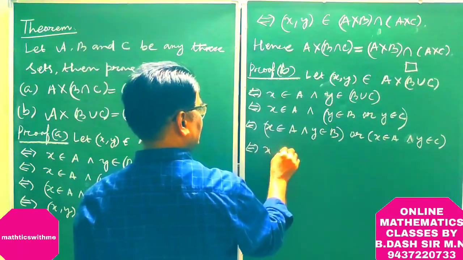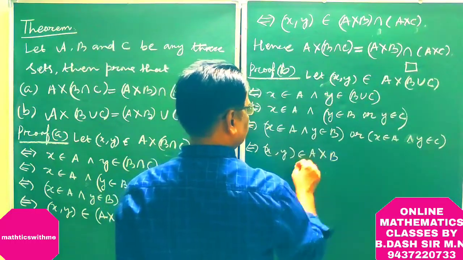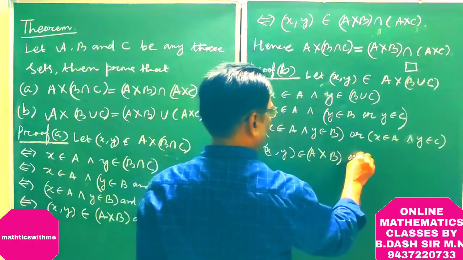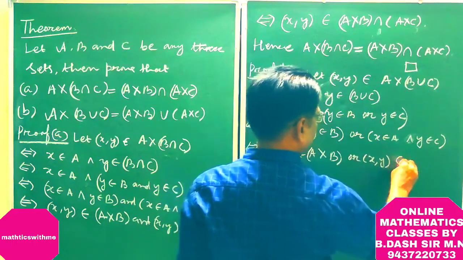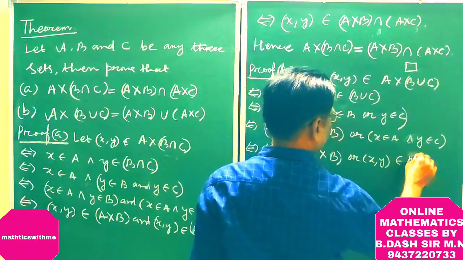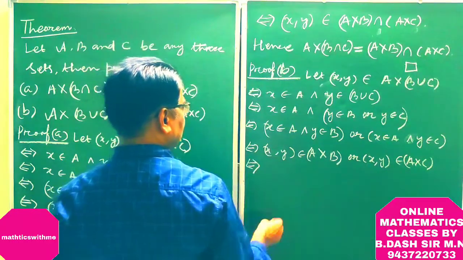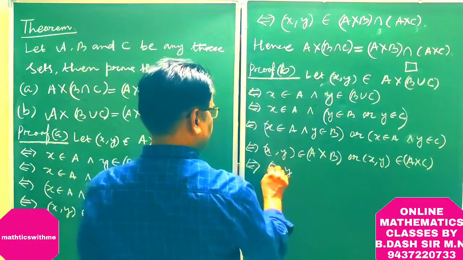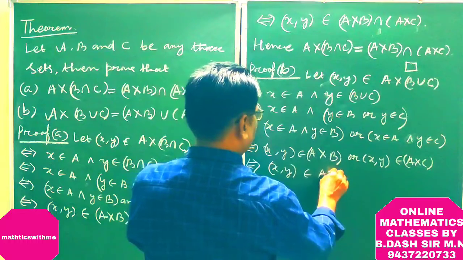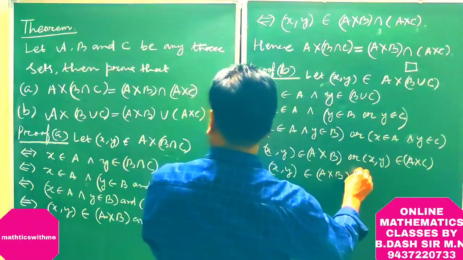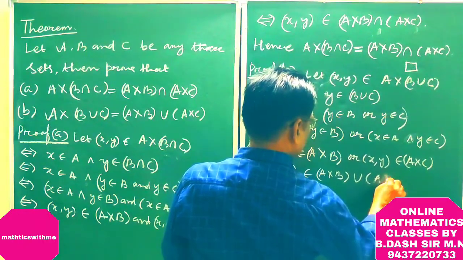If and only if (x, y) belongs to A cross B, or (x, y) belongs to A cross C. So this implies (x, y) belongs to A cross B union A cross C.